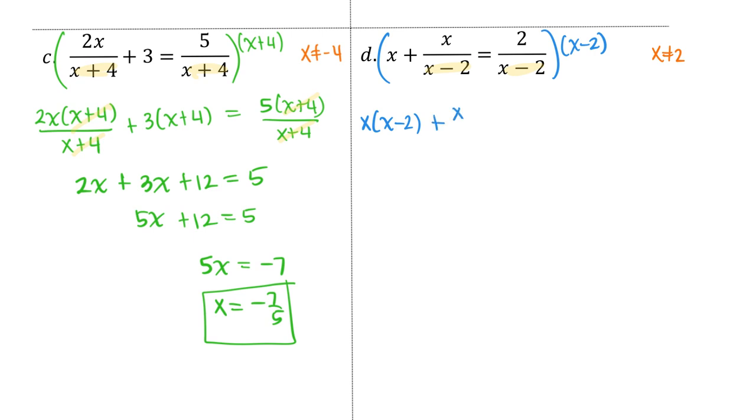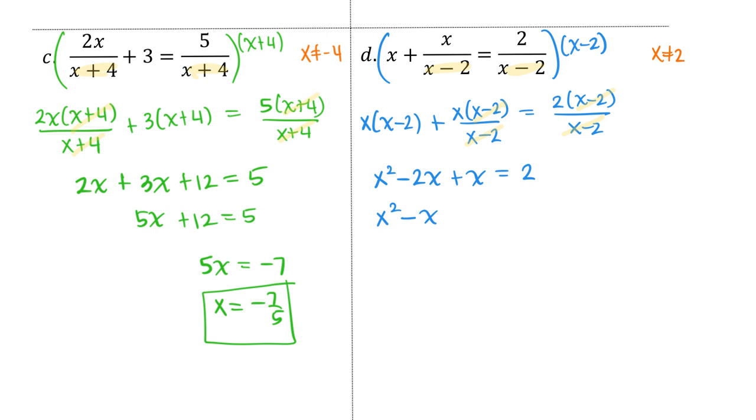Okay, I'm going to do x times x minus 2, but it's over x minus 2. And then I have 2 times x minus 2, but it's over x minus 2. Okay, what it cancels, cancels, cancels. So we're not going to have any fractions anymore. So x squared minus 2x plus x equals 2. X squared minus x, well, let's move the 2 over. Minus 2 equals 0. Let's factor it.